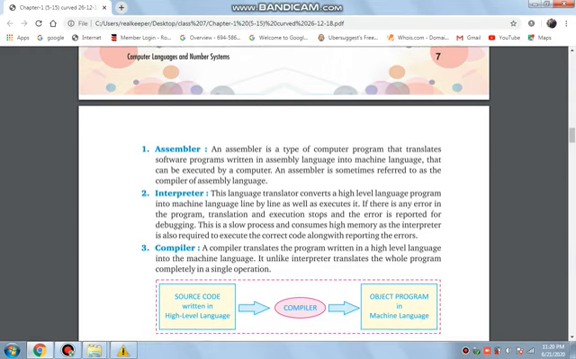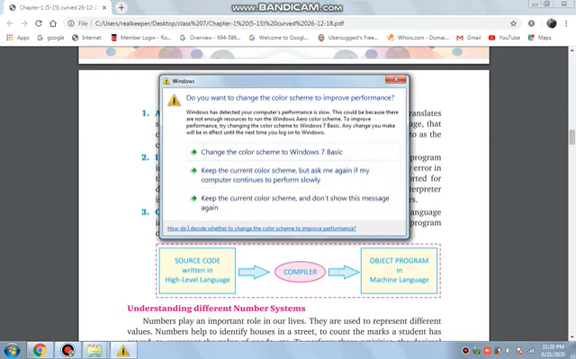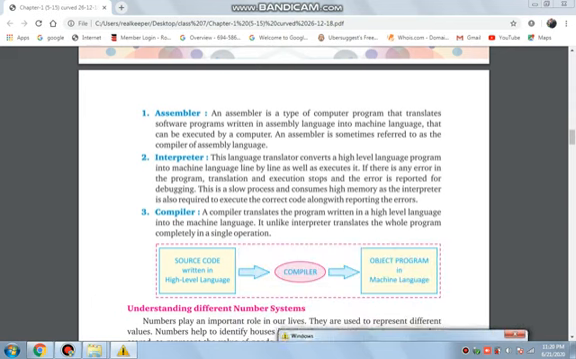Okay, now we are coming to the next, that is interpreter. This language translator converts a high level language program into machine language, but we have to see that it converts line by line. Okay, line by line, slowly it converts the code. So if there is an error in the program, translation and execution stops and the error is reported for debugging. Students, one word is bug. Bug means error, and debugging means removing the error.